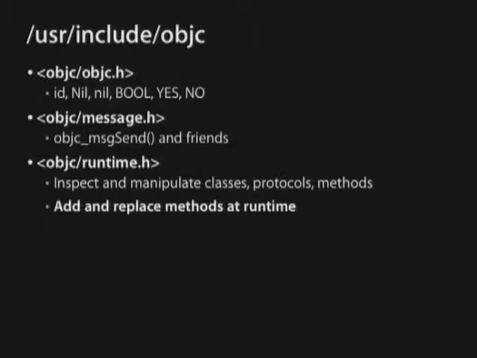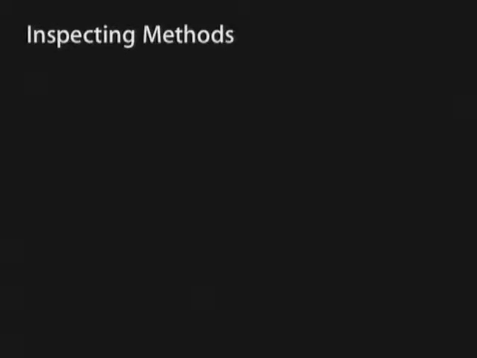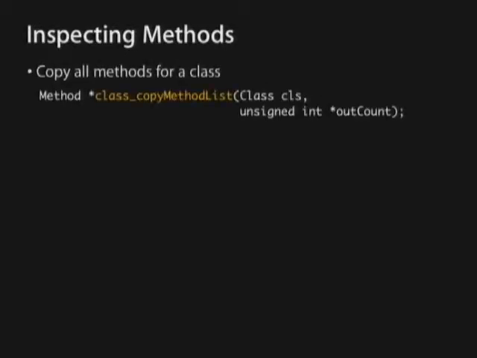You may have seen this in some places. We didn't speak too much about categories this quarter, but categories are a quick and easy way to add new methods to a class. And categories work via these low-level functions. So first, let's take a look at inspecting methods, what OCUnit is doing under the hood here.